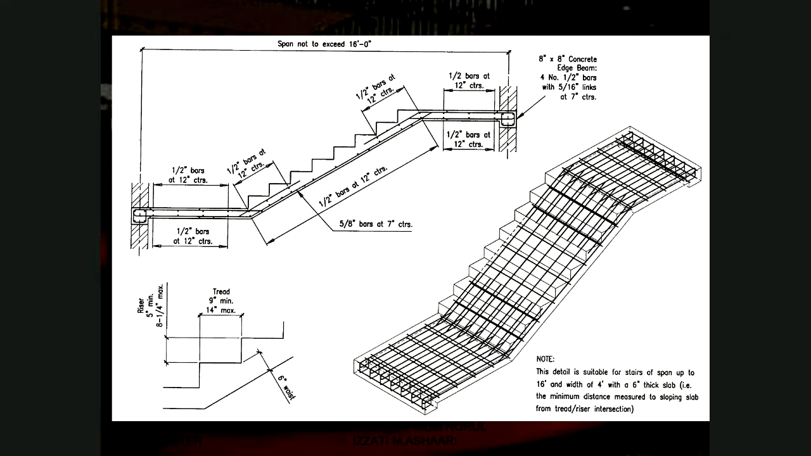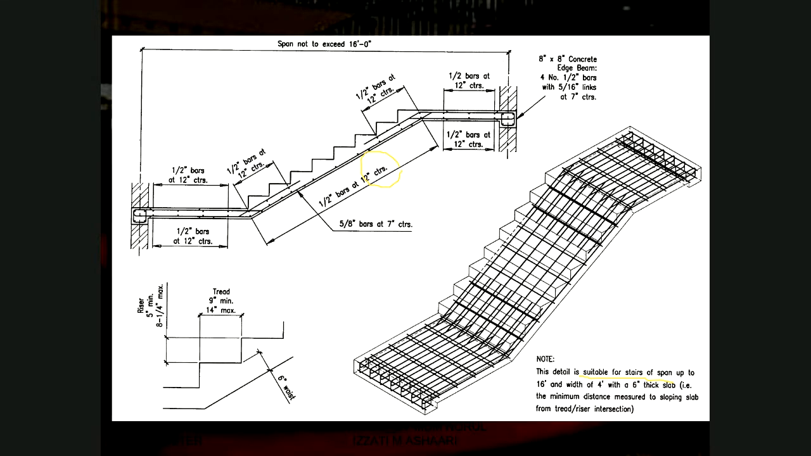The detail is suitable for stairs of span up to 16 feet. Okay, this is 16 feet. And then this is the example of the design where you can see overlapping of the bar reinforcement inside the landing slab and inside the staircase. Normally, sometimes they put the word C/C. Anyone know what is C/C? C/C means center to center, or sometimes engineers use the short form CTRS, meaning centers.